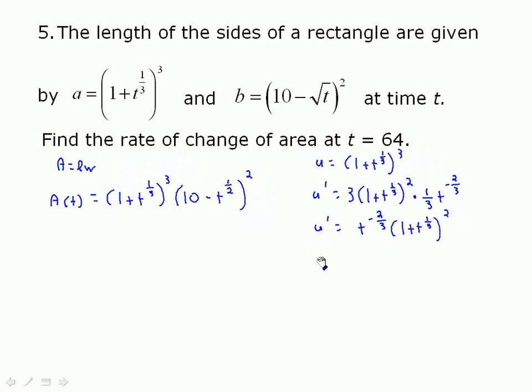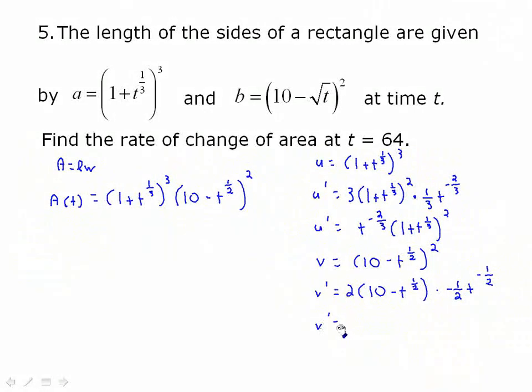And then I do the same thing for v, or a similar thing. V is equal to (10 minus t to the 1/2) squared. So v prime is equal to 2 times (10 minus t to the 1/2) to the 1 multiplied by the derivative of the inner. The derivative of 10 is 0, but the derivative of minus t to the 1/2 becomes minus 1/2 t to the negative 1/2.